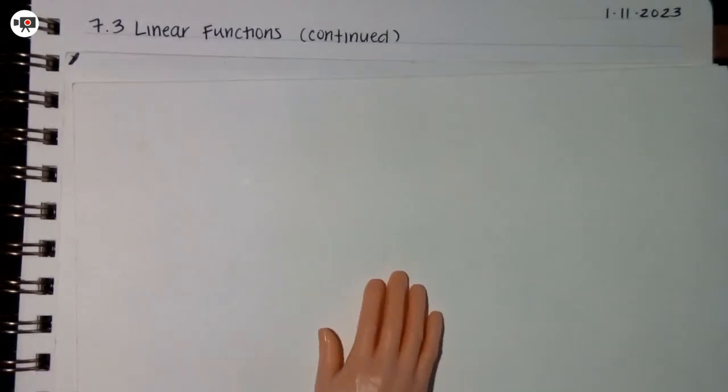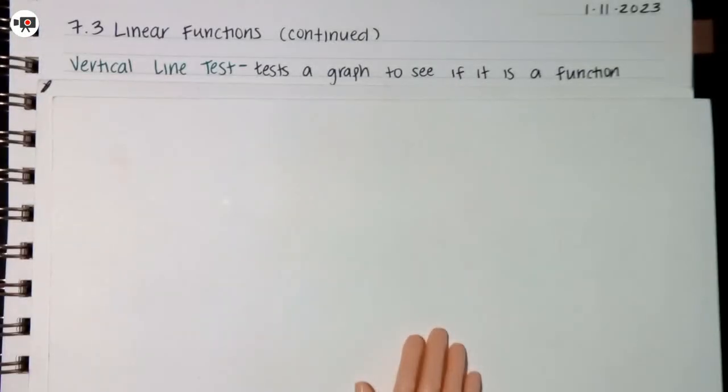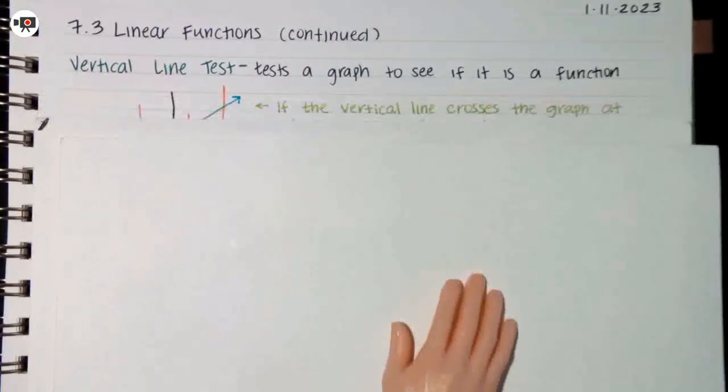This is 7.3, linear functions. So the vertical line test is something we can use to test if a graph is a function or not. So it tests to see if it's a function.